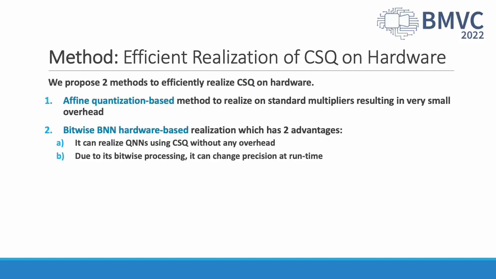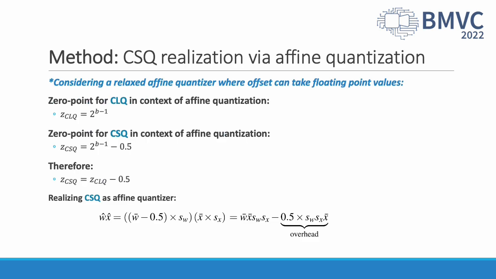Now let's talk about the hardware realization of CSQ. We propose 2 methods to efficiently realize CSQ on hardware. The first method is based on affine quantization, and this method is used to realize CSQ on standard multipliers, and this method results in a very small overhead. And the second method is based on bitwise binary neural network hardware, and this method results in no overhead. Let's look at the CSQ hardware realization using affine quantization.